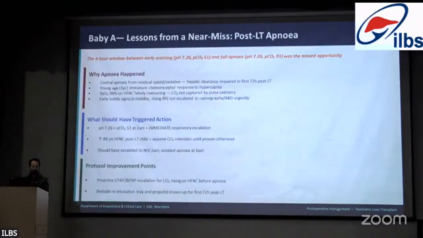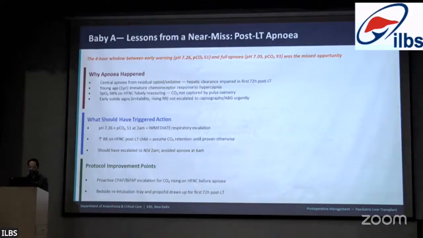Why did apnea happen? When the child was fine for 2 days, central apnea could have happened from residual opioid sedatives, as hepatic clearance is impaired in the first 72 hours. Young child, immature receptor response to hypercapnia. SpO2 was 98% on HFNC, which may be falsely reassuring.